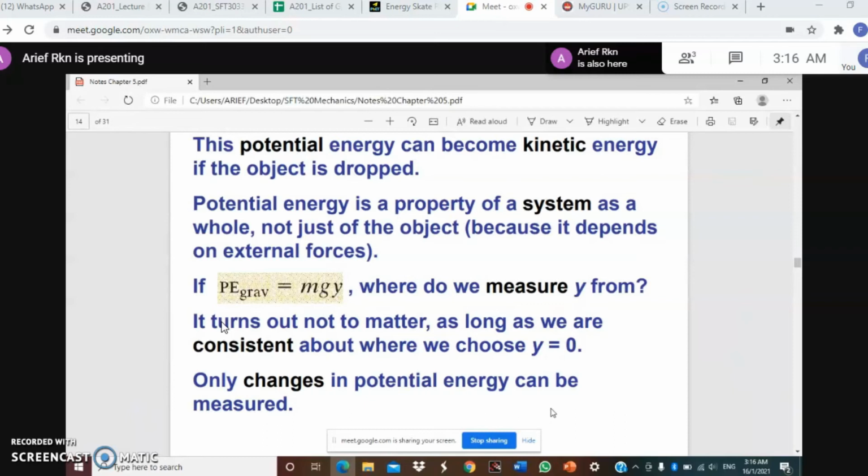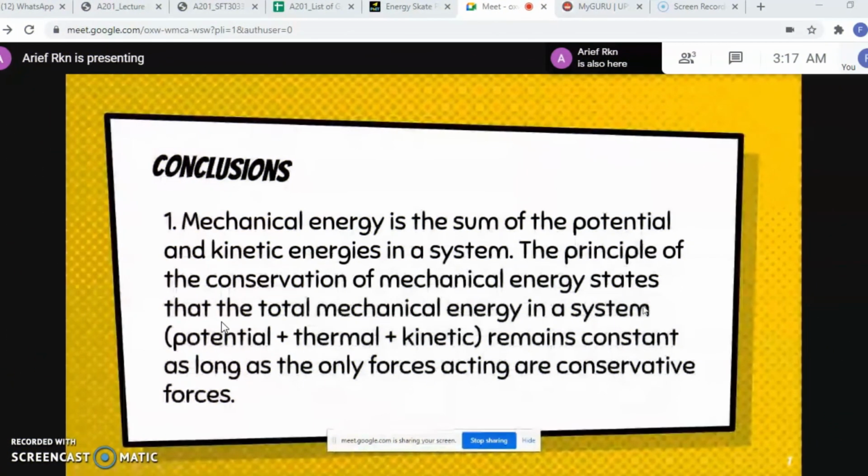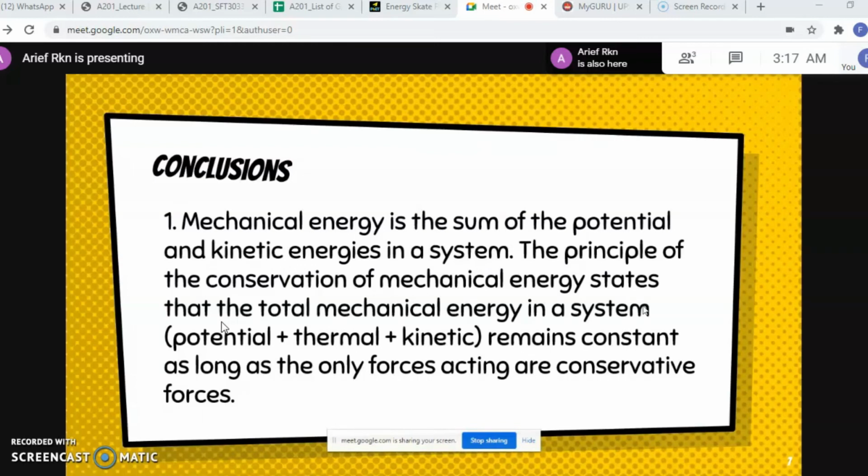So we go to the conclusion. The first conclusion, we know that mechanical energy is the sum of the potential and kinetic energy in a system. The principle of the conservation of mechanical energy states that the total mechanical energy in a system, potential, thermal and kinetic, remains constant as long as there are only conservative forces acting. Okay, the second conclusion.